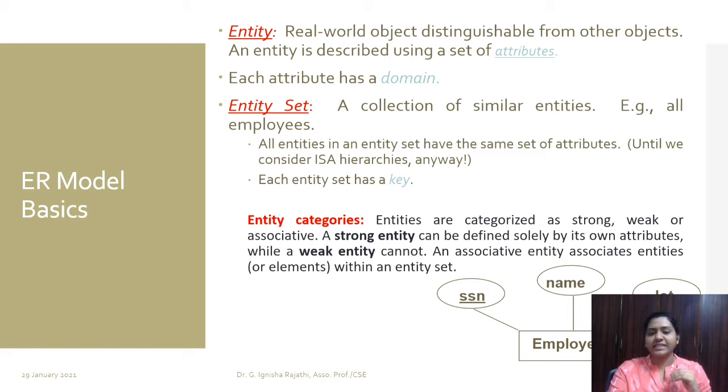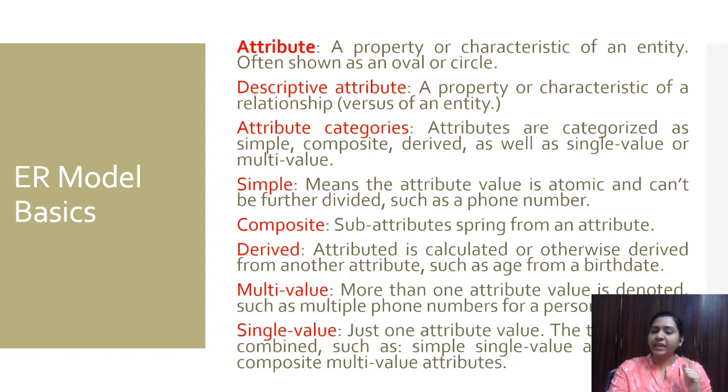So, what is an entity? Any real world object distinguishable from other objects, and then entity set, a collection of similar entities, and here we have strong entity and weak entity. Attributes are a very important part of an entity. So, when you are considering a particular entity, what are the characteristics of that entity? So, all these come under attributes.